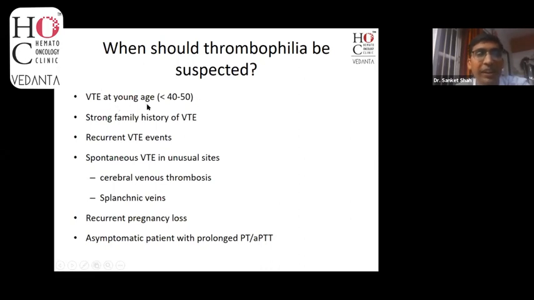Any VTE occurring at a young age, strong family history, recurrent VTE, spontaneous VTE, and unusual sites like cerebral or splenic veins, recurrent pregnancy loss, an asymptomatic patient with prolonged PT, APTT. We should suspect the presence of thrombophilia.